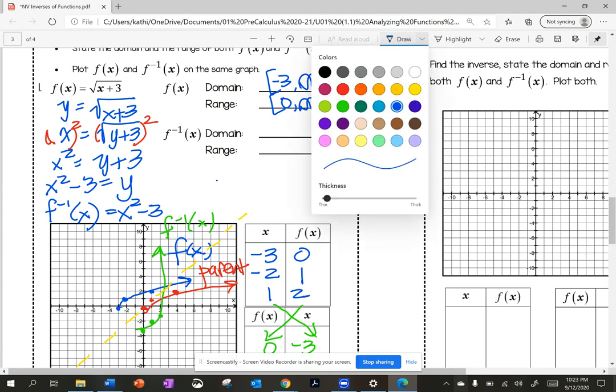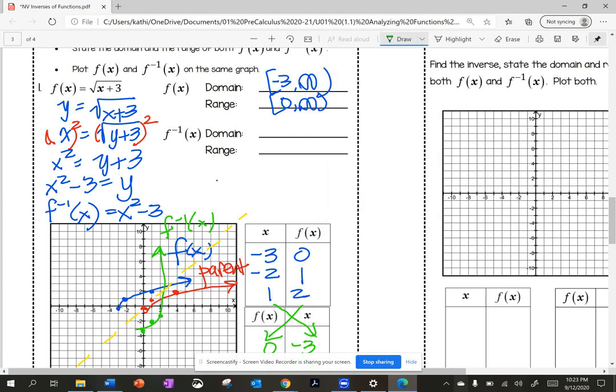So now I'm going to look at my inverse. So my domain becomes my range, and my range becomes my domain. So when I know either the function or the inverse, then I know the other one. So my domain of my inverse is now 0 to infinity, and my range is from -3 to infinity.